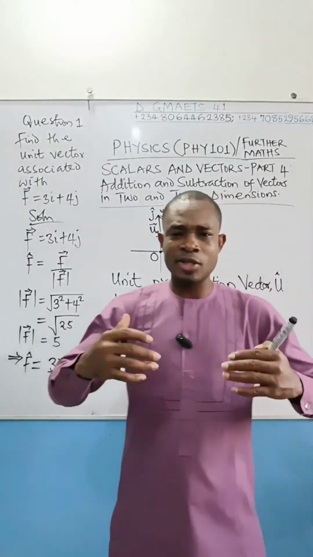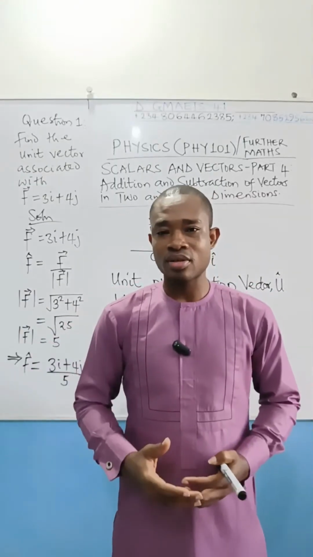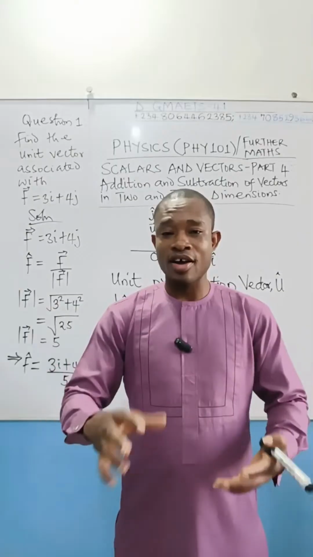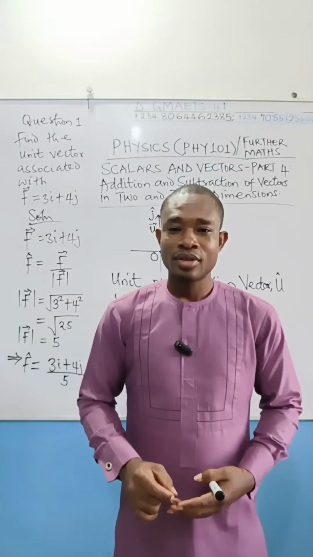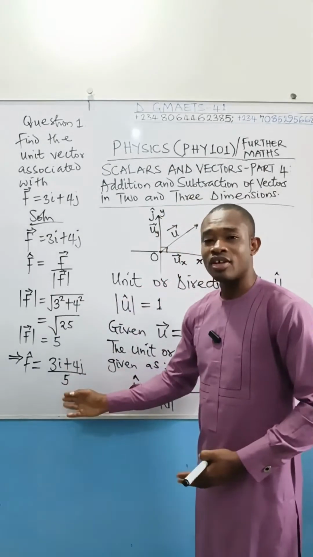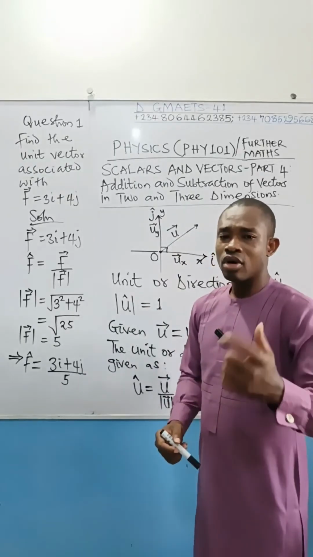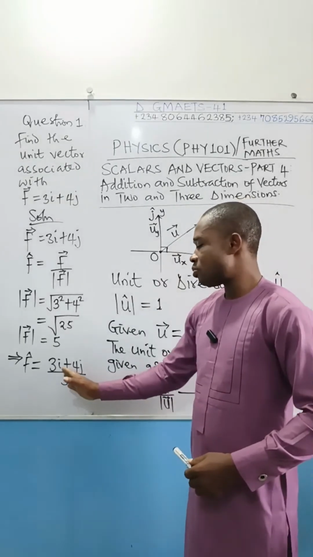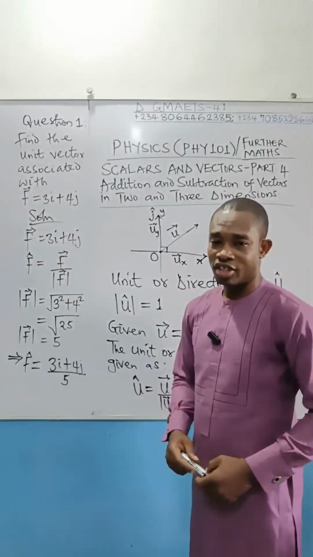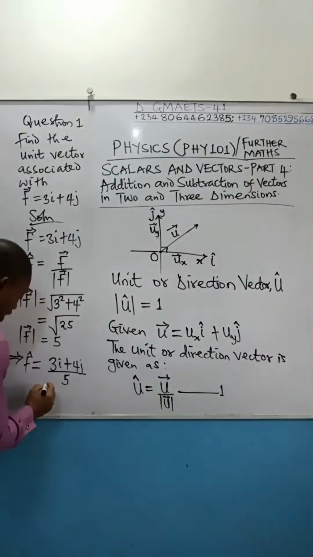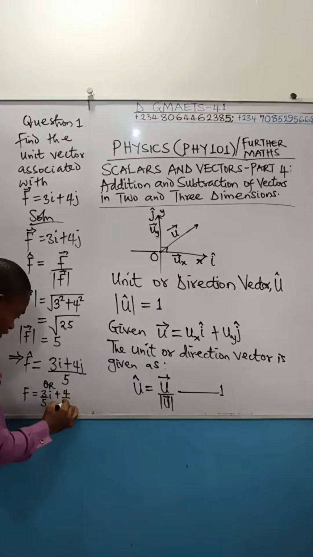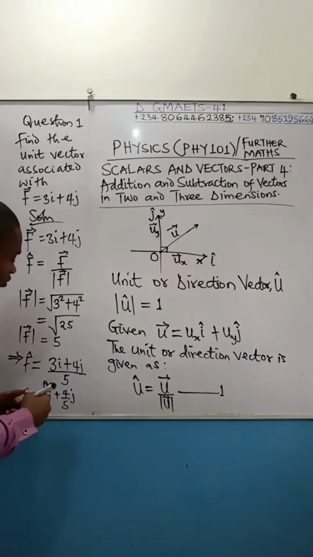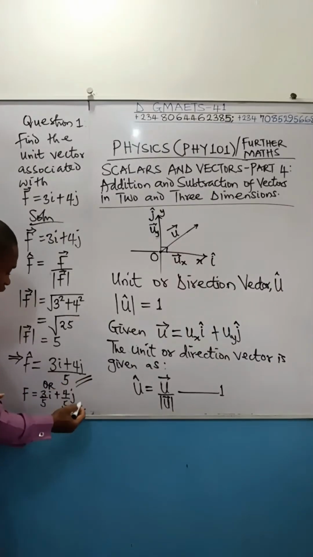Of course, if it is a CBT exam, computer-based, or an OMR sheet, where you have paper given to you and you have to shade the correct option, the options will guide you to know whether to leave your answer like this or not. Most generally, though, we try to split the numerator over the denominator. So we can say that this is the same as f equal to 3 over 5i plus 4 over 5j. So this could be the answer, or this could be the answer.